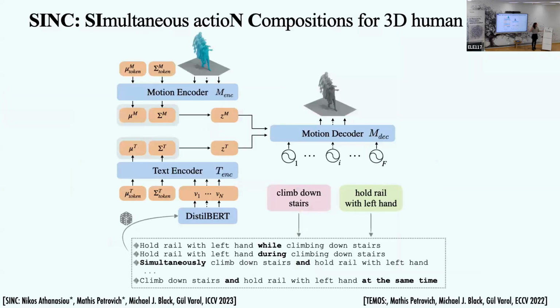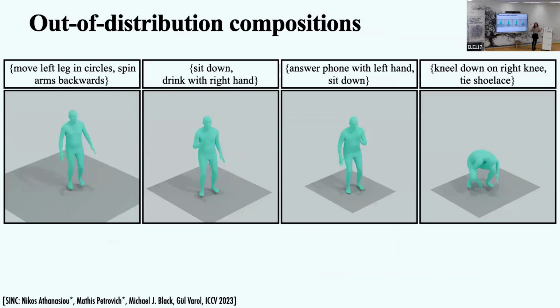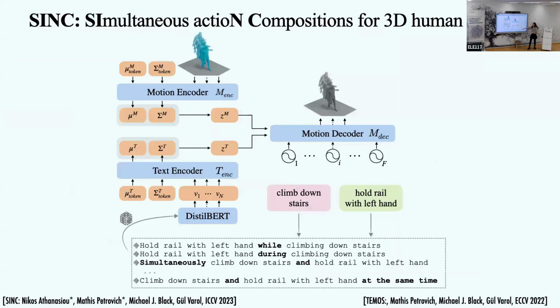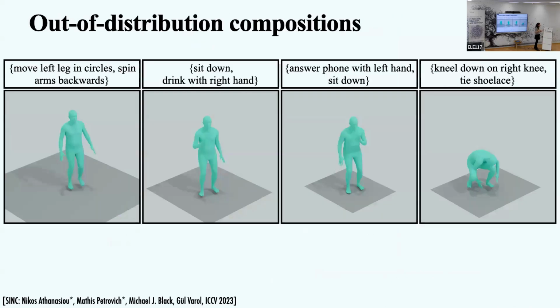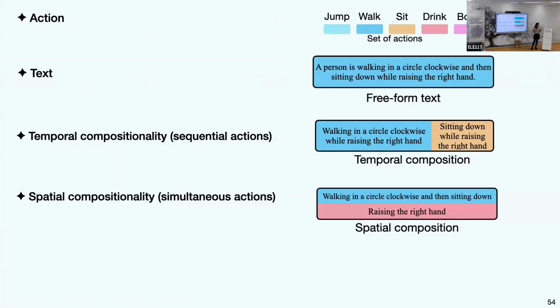Okay. Otherwise, the model is the same. We just concatenate things like during, while, simultaneously, and at the same time. But for us, the input is really more like a set. And it worked pretty okay for such a complicated task. So: move left leg in circles while spinning backwards, and so on. Sit down, drink, answer phone; sit down, kneel down, tie shoelace.